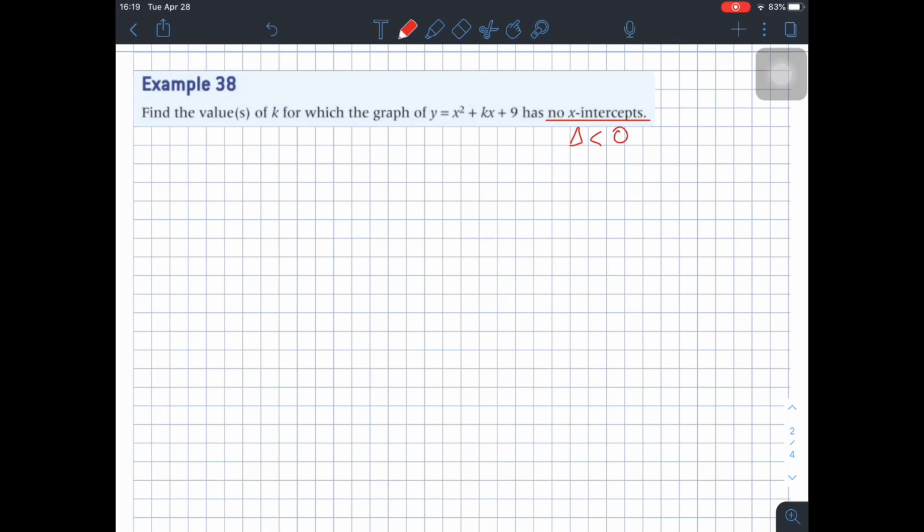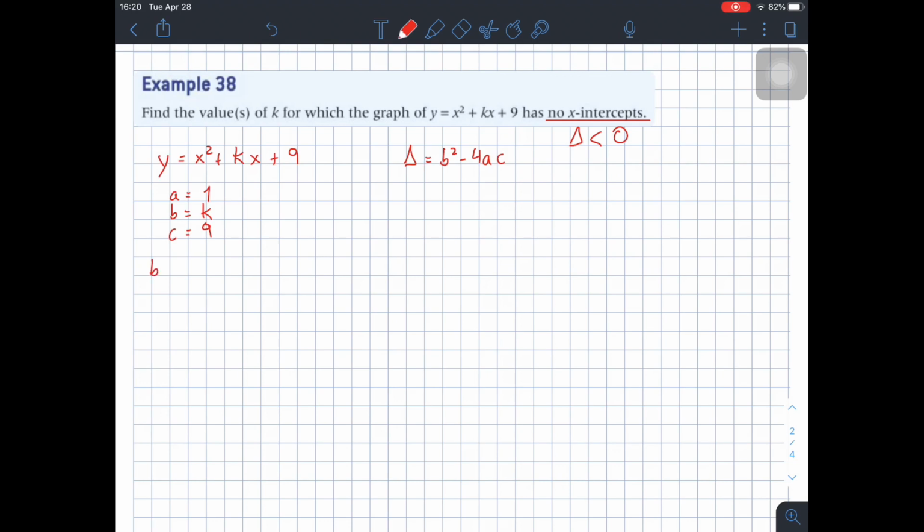So let me write the equation here. y equals x squared plus kx plus 9. So we can identify the value of a, which is 1, b is k, and c is positive 9. Okay, so remember, the discriminant is b squared minus 4ac, the inner part of the radical of the quadratic formula. So we want this condition, the discriminant should be less than 0.